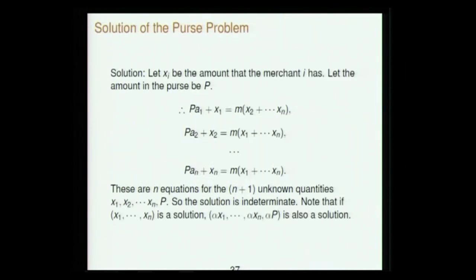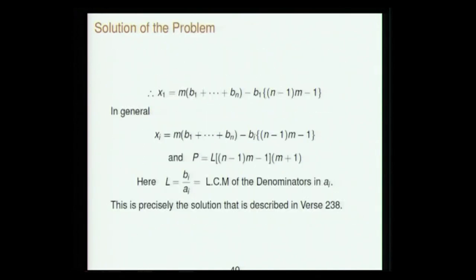Essentially the problem is the following. Suppose some amount of money is found, capital P. The first person says, suppose I get a fraction a1 of this purse amount, then my total amount will be m times whatever money the others have just now. Similarly, P a2 + x2 is this, etc. So there are n equations in n+1 unknown quantities. The solution is given in this form: x = m (b1 + b2), this kind of thing, and the purse is this. You can check this. It is a matter of small details only.